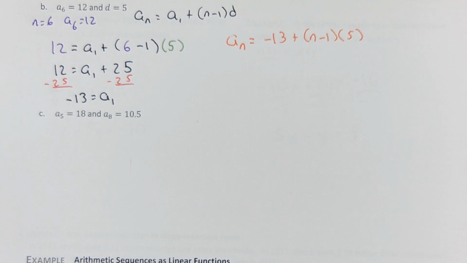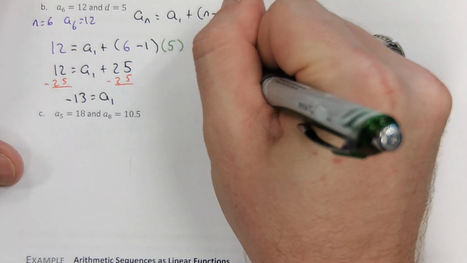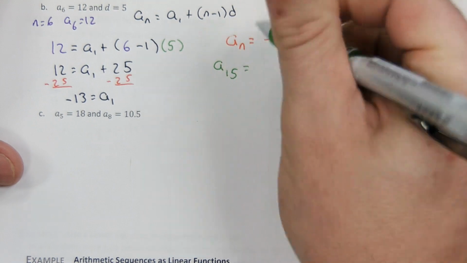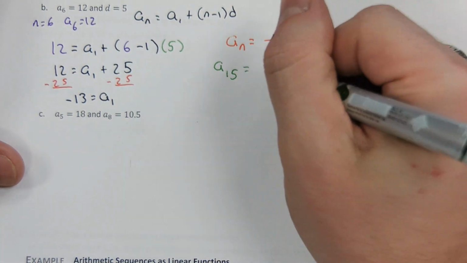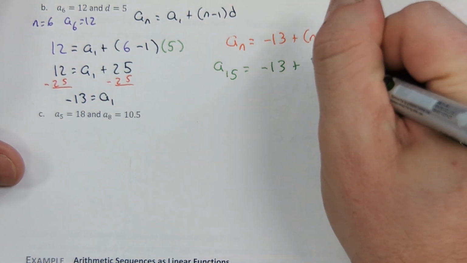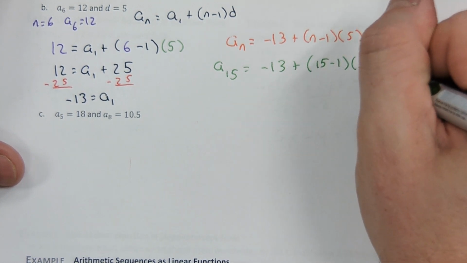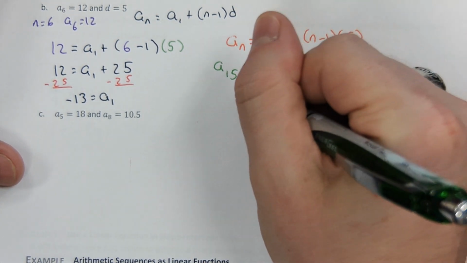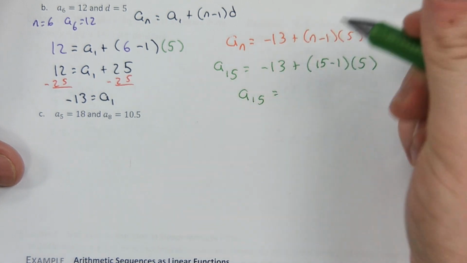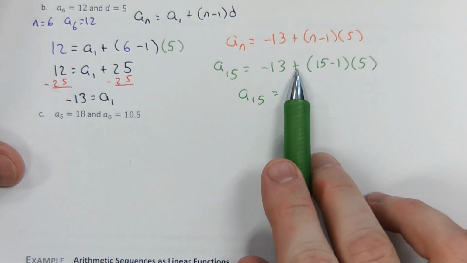I don't see a reason to, though, because we can now find a sub 15 by using n equals 15 right there. So negative 13 plus 15 minus 1 times 5. Again, if you needed to, you grab a calculator to see what's up. But this is going to be negative 13 plus 70.